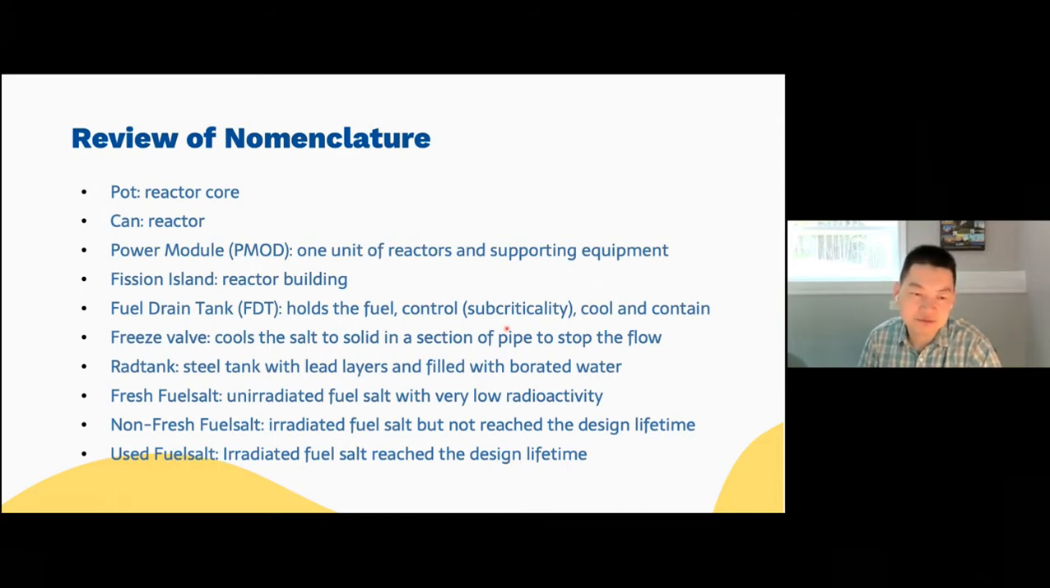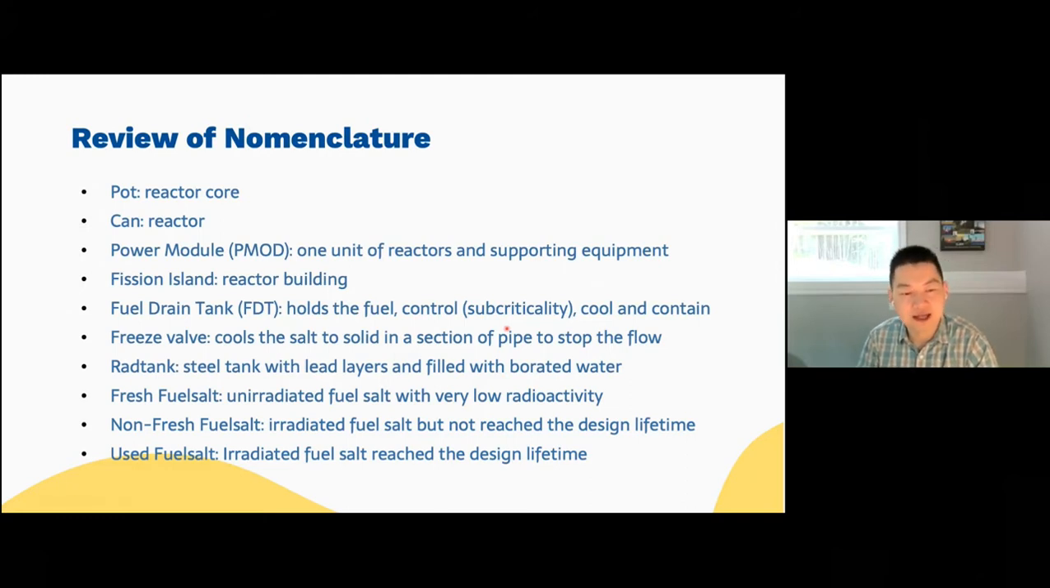And then we have the freeze valve. The freeze valve basically cools the salt to solid in a section of the pipe to stop the flow. Of course, we're able to freeze it, and we're also able to melt it. That freeze valve working with the fuel drain tank is the basic safety system for ThorCon 500.